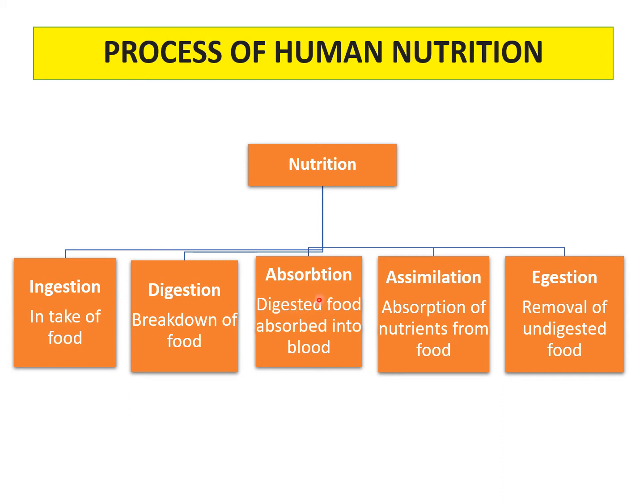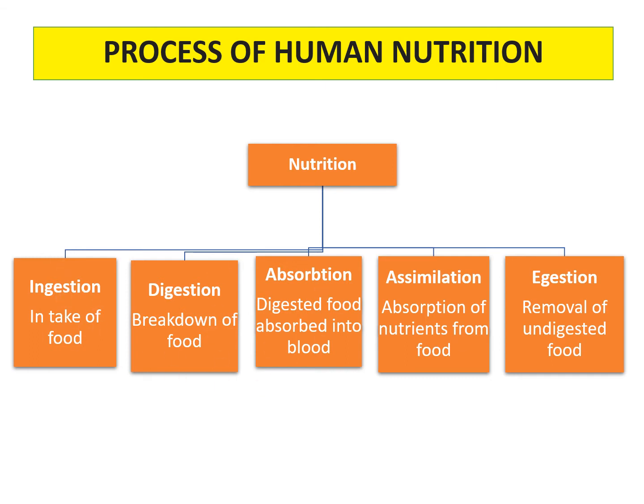And the third is absorption. The digested food gets absorbed into our blood. So this is absorption. And the fourth is assimilation. In this, the nutrients absorbed from the food are utilized by the body. And the last is egestion. It means removal of undigested food from the body. We will then understand each stage one by one. We have already understood ingestion.